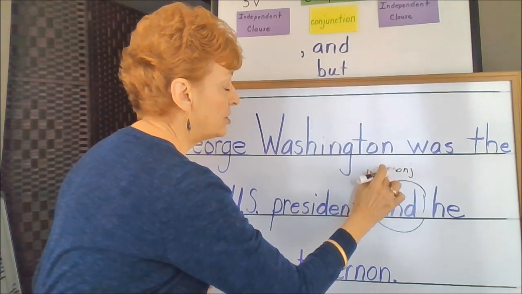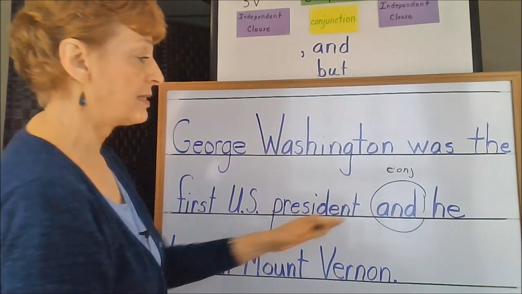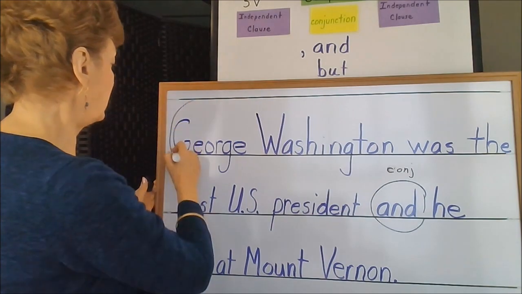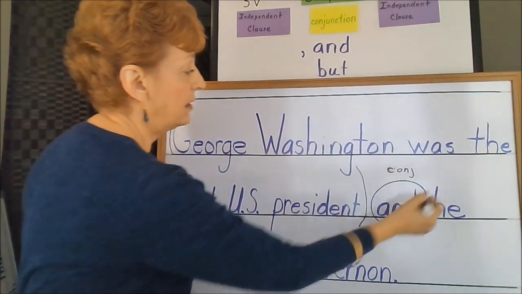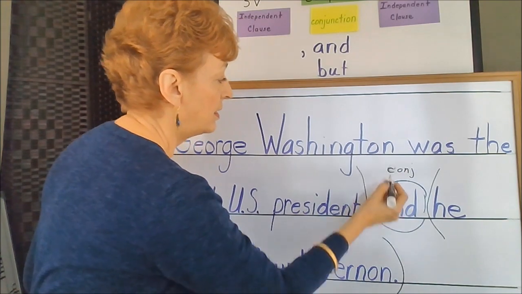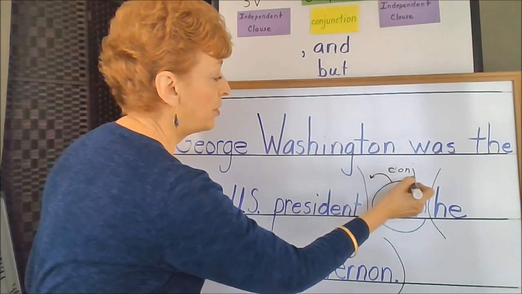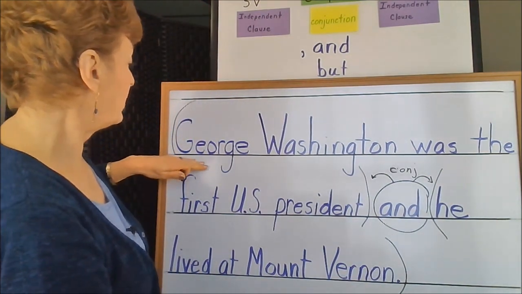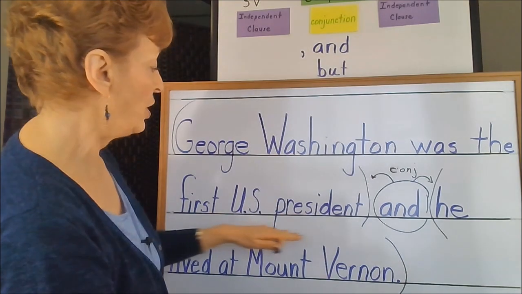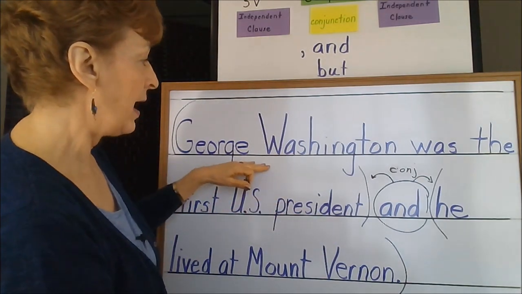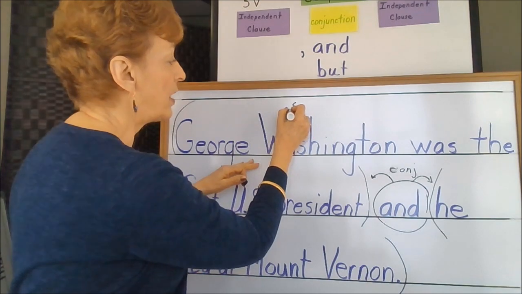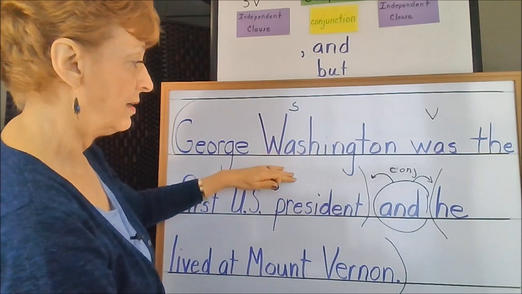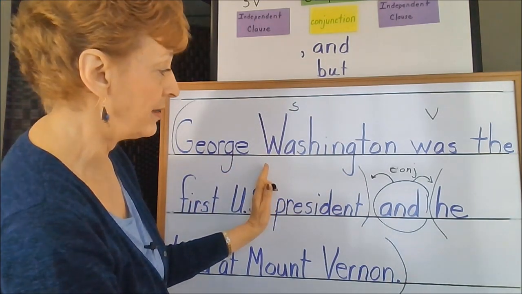So this conjunction is going to separate two sides of our sentence. This side, and here's another. So we're going to have a subject and a verb on each side of this conjunction. Let's see if you can find it. George Washington was the first U.S. president. Okay, here we have a subject, George Washington, and a state of being verb, was, on this side to the left side of the conjunction, and.